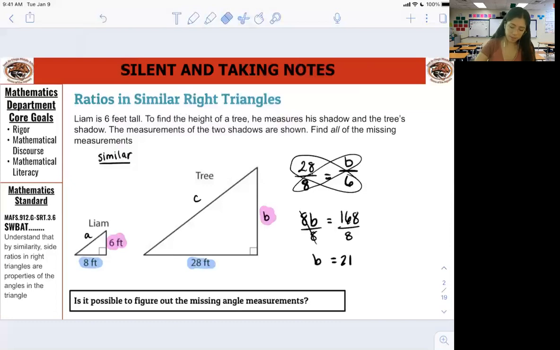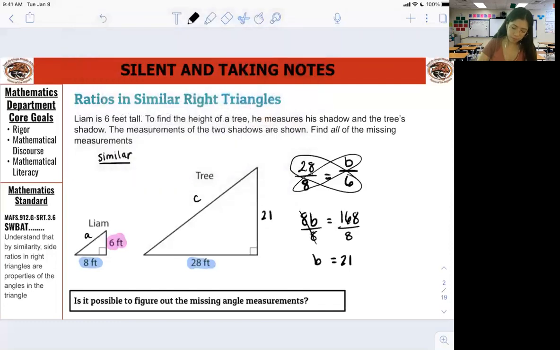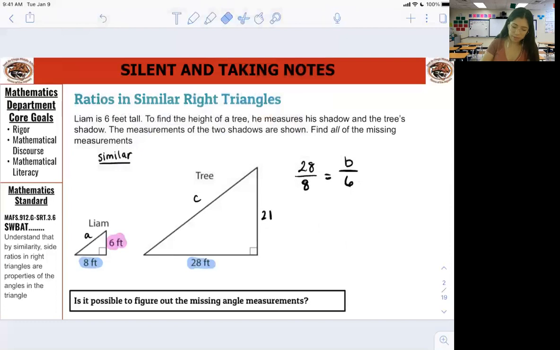So we got one of them. Mine's a different way, but still got 21. How'd you do it? I just divided 28 by 8. Yeah, that works. You can totally do it that way. So you did 3.5 and then you multiplied that by 6? Yes. That's just a different way to do the same exact thing. Okay, so we got 21.